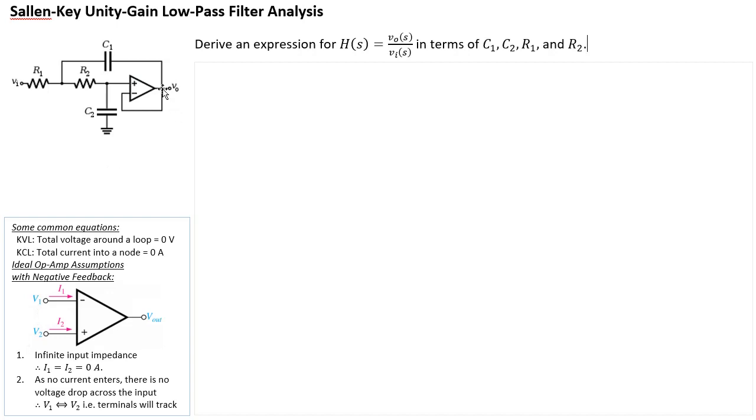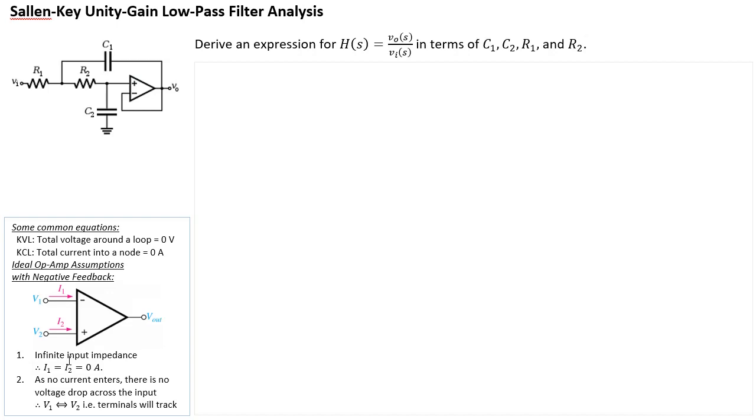So in this example, we have VO on this large node here, and you're going to have VO also on the non-inverting node. So that's the application of those two assumptions.